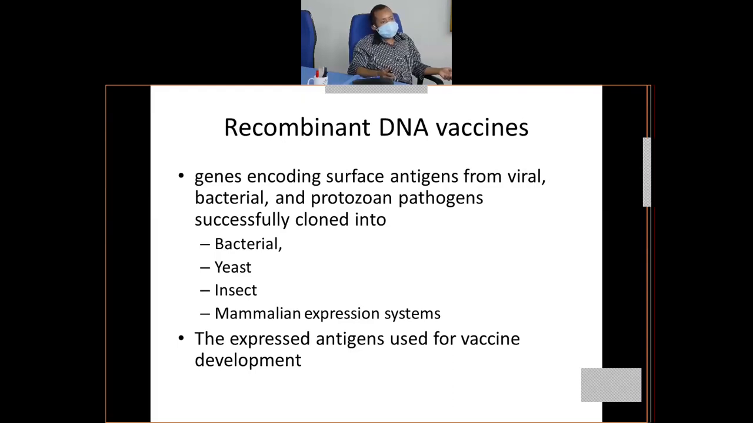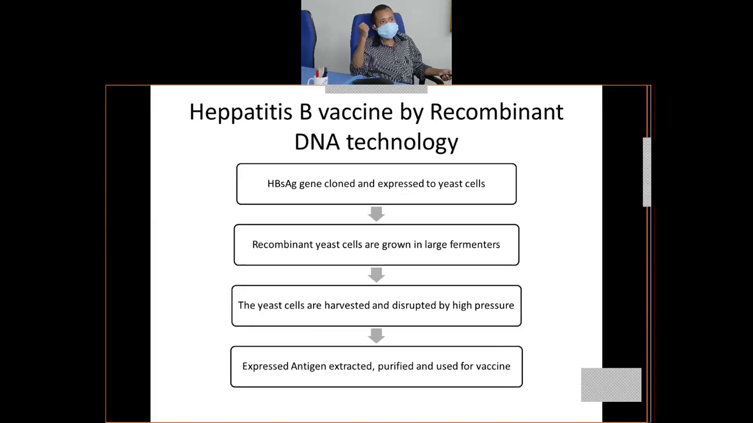Then recombinant DNA vaccines. Now, because recombinant DNA technology has come into play, we know the DNA sequence of a particular pathogenic antigen. If we know the antigen, then we can get the sequence or the gene for that antigen, and the gene can be incorporated into a particular bacteria or yeast or insect cell, or maybe a mammalian expression system. And whenever this recombinant DNA is expressed in the expression system, ultimately you can get this particular protein, and you can use it as a vaccine.